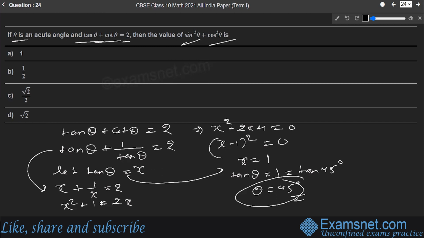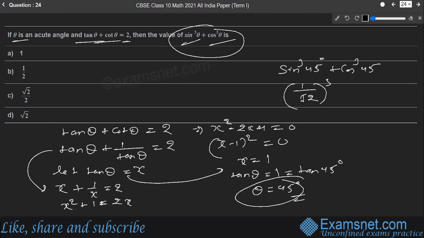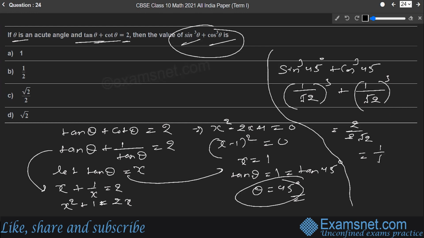Now we can use this theta value of 45 degree for finding out the value of the expression that is there. So the expression is sine cube 45, in place of theta we can put 45, plus cos cube 45. So sine 45 value is 1 upon root 2. So we have to do 1 upon root 2's cube. Similarly, cos 45 value is also 1 upon root 2. So we have to again do 1 upon root 2's cube and then add. If we do this, this gives us 2 upon 2 root 2. We can cut the 2 part. So then it can give us simply 1 upon root 2.